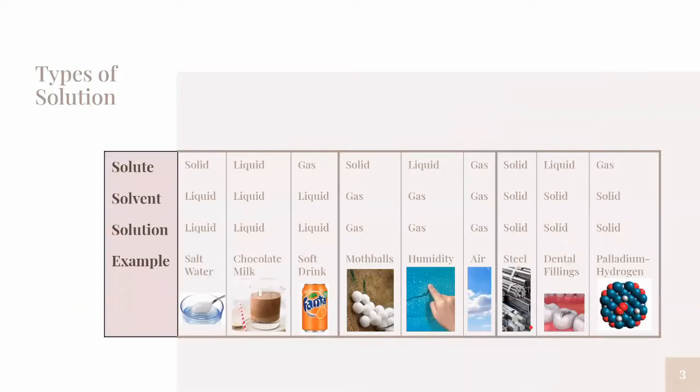There are 9 possible types of solutions, and all of them revolve around the fact that solutions can be either solid, liquid, or gas. I'll be highlighting a couple of examples from each category on this table. So first is the common one that you guys have probably already heard of, which is salt water or seawater. Salt water is a liquid solution which has a solid solute, which is salt, and a liquid solvent, which is water. And these two mix together to form a liquid solution known as salt water.